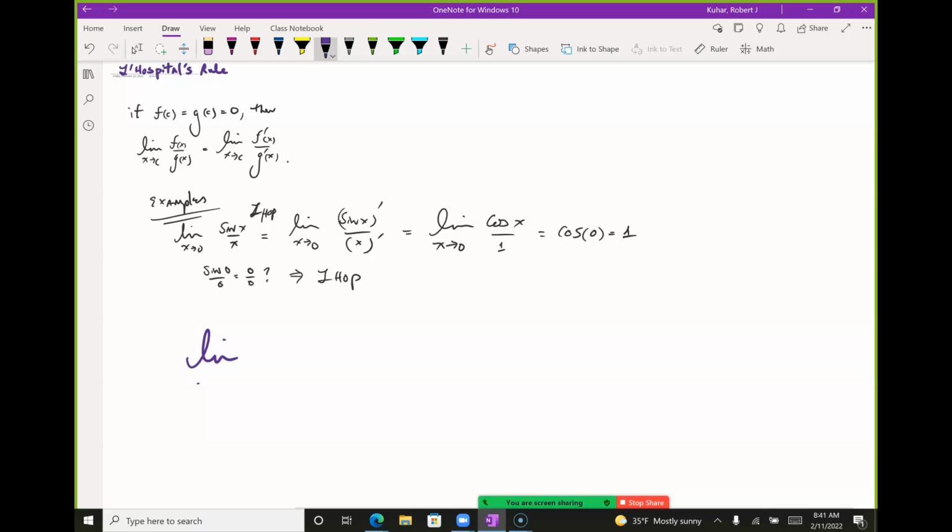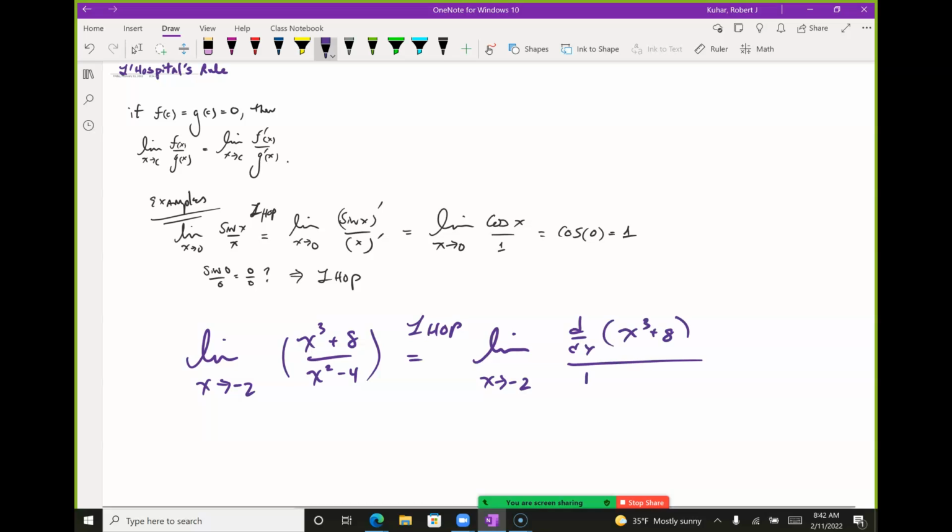I was doing the limit as x goes to negative 2 of x cubed plus 8 over x squared minus 4. Now, to factor this is horrible, right? But if I plug in the negative 2, I clearly get 0 over 0. So I can take a hop, right? So I'm doing the limit as x goes to negative 2 of d dx of x cubed plus 8 over d dx of x squared minus 4.